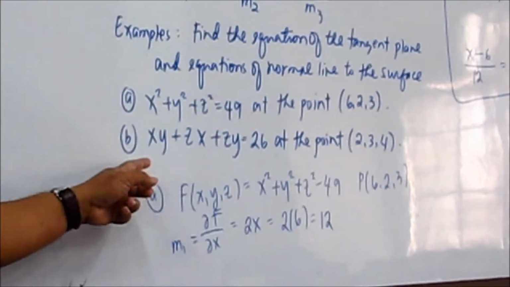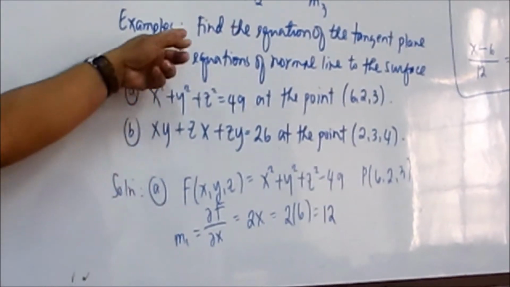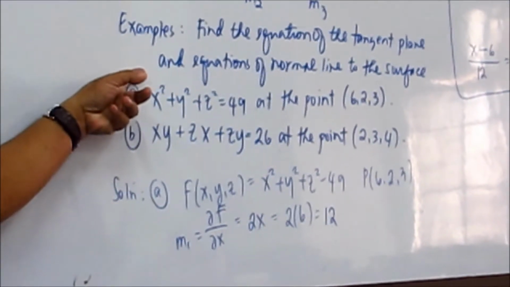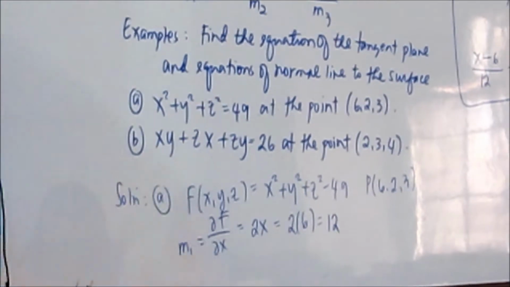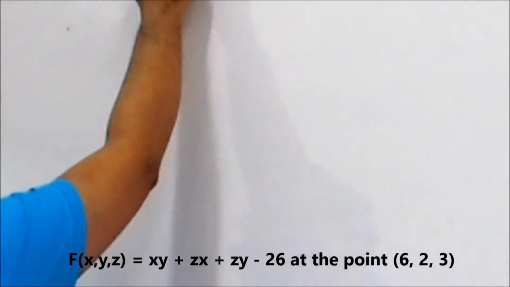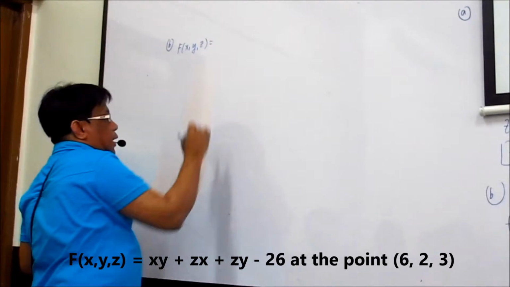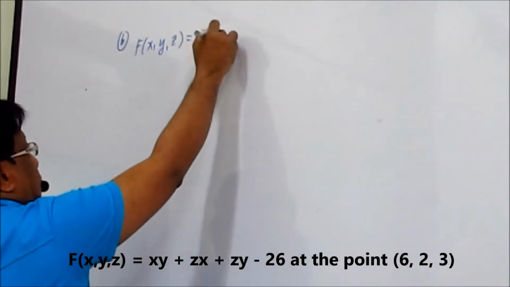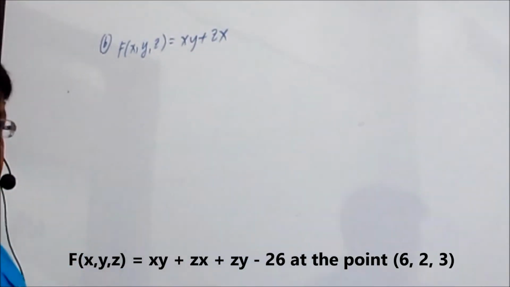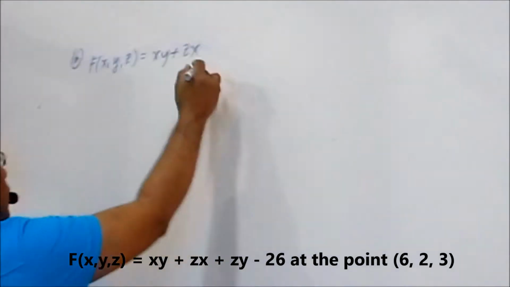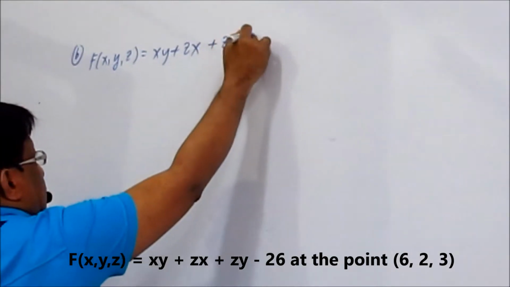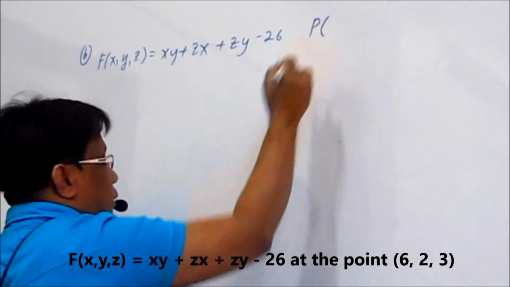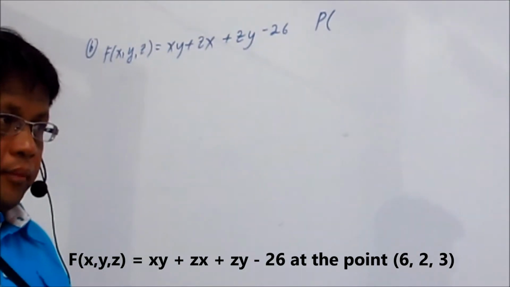The second function given is still about finding the equation of the tangent plane and the equation of the normal line to the surface. So we have now the second equation. Rewrite this in standard form. We have f of x, y, z equal to xy plus zx plus zy minus 26, with the given point, which is (6, 2, 3).